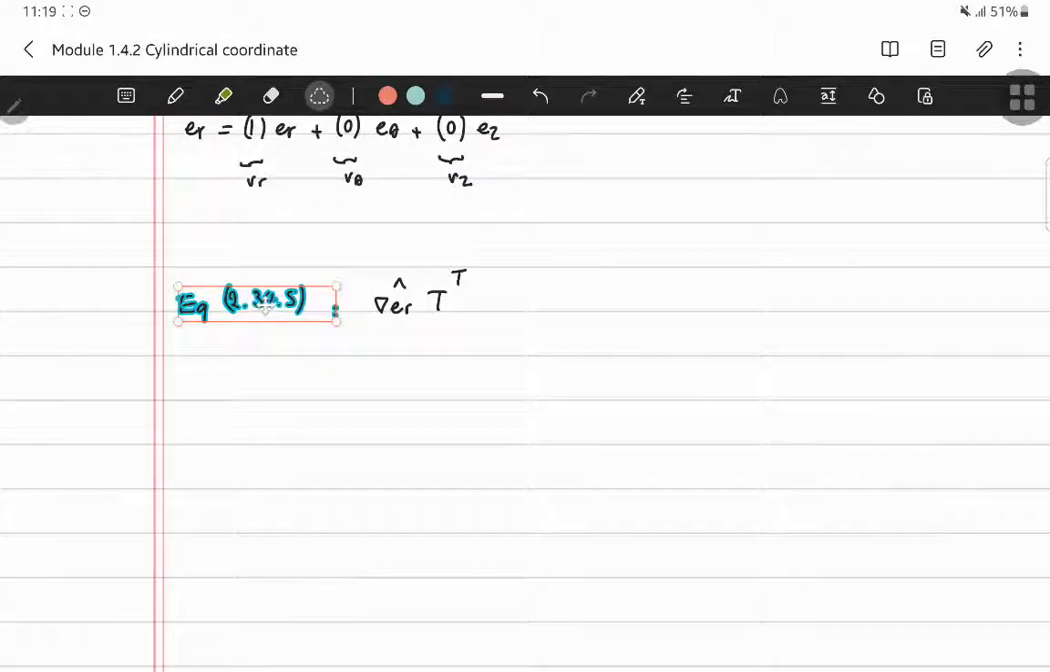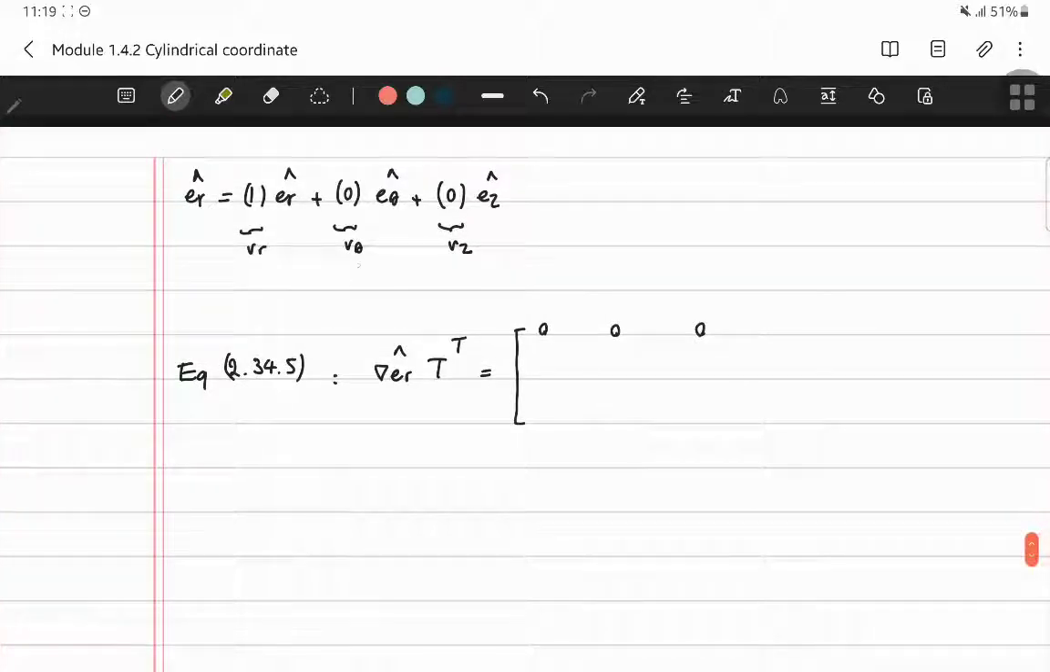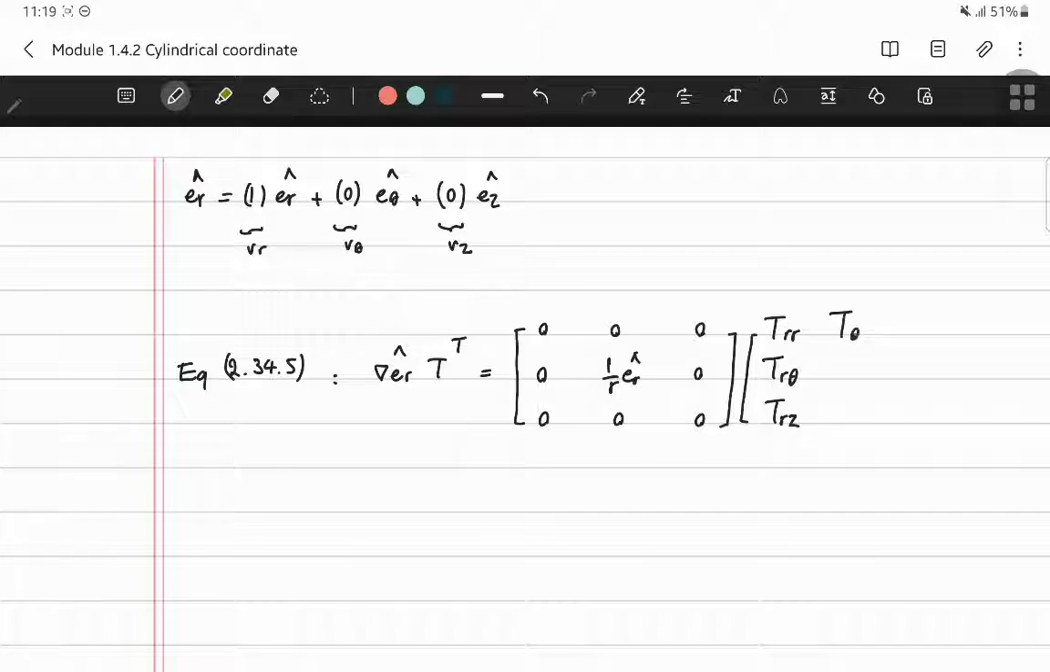So maybe I write this down. All right, so this is equal to 0, 0, 0. So if you substitute these V theta, VZ, and VR in equation 234.5, you get this tensor here, 0, and all the rest are 0. Then we have T transpose, so this is TRR, and now we have TR theta here, and then TRZ here, T theta R here, T theta theta, and T theta Z, TZR, TZ theta, and TZZ.